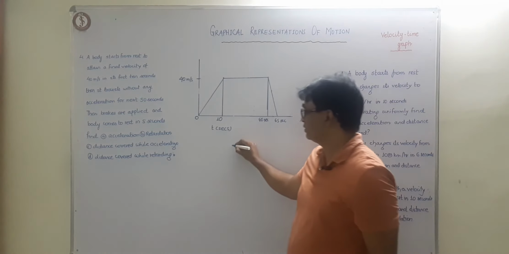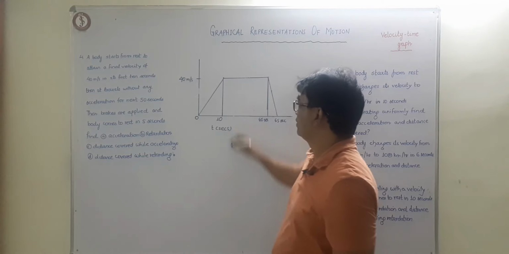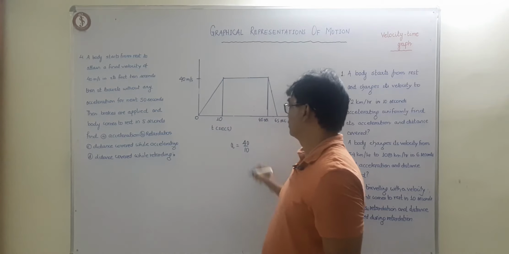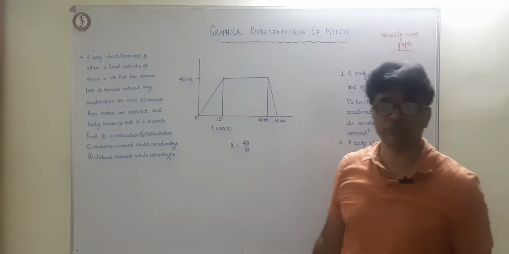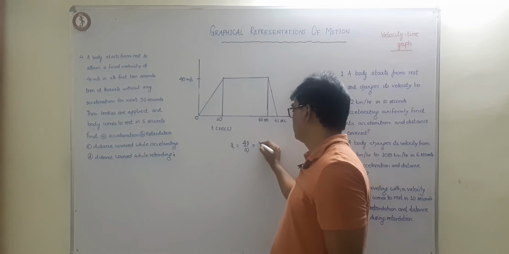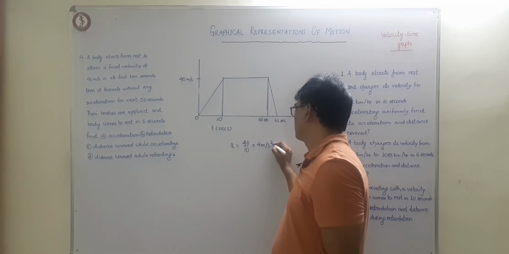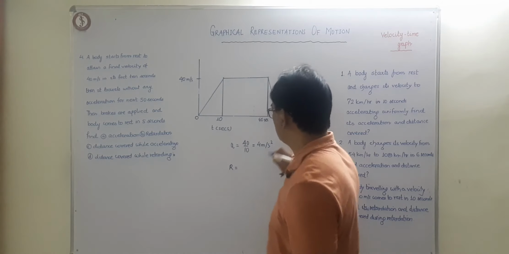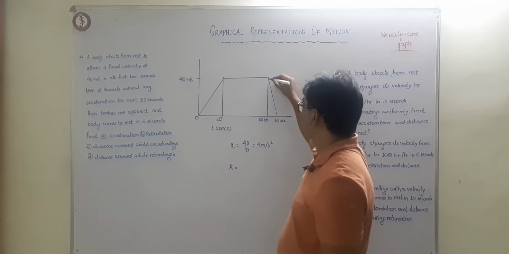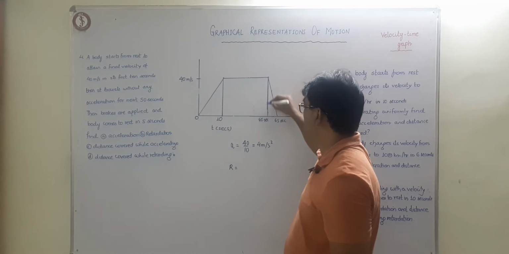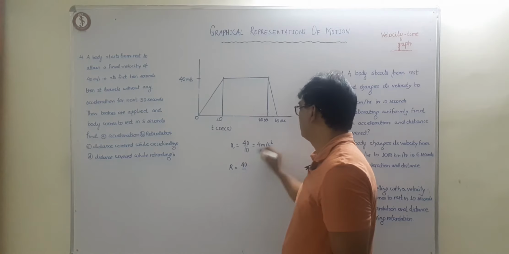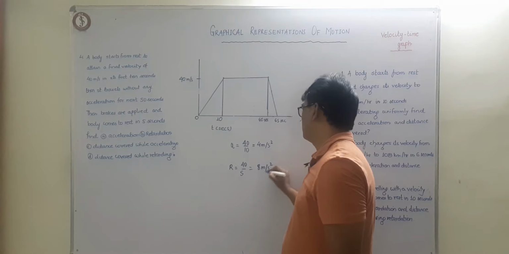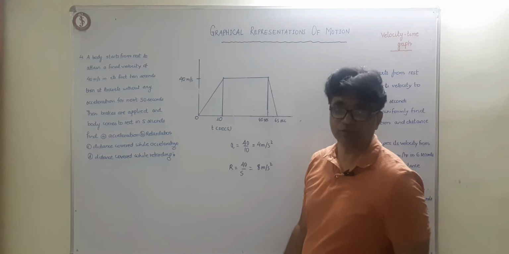So acceleration will be very simple. They are asking to find acceleration: perpendicular by base, because the slope of the velocity-time graph will give acceleration, so it's easy. It will be 4 meter per second square. Then retardation, R. When I use R for retardation, then see this, the perpendicular is still 40 and the time taken is 5. So it is 8 meter per second square. If I write it as A, then it will be negative 8.